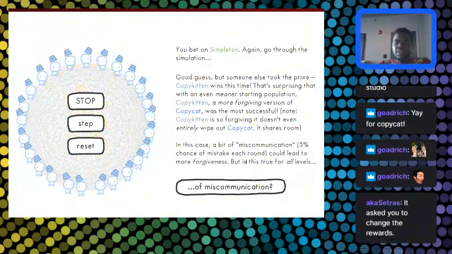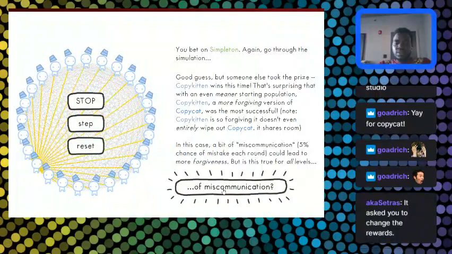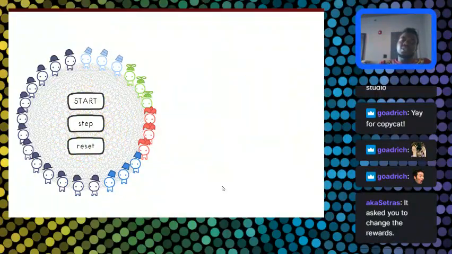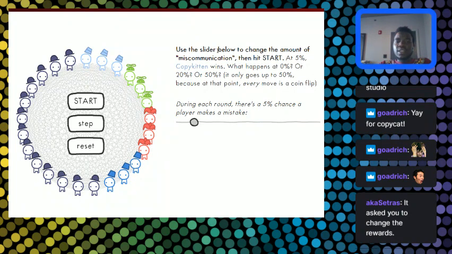But is this true for all levels of miscommunication? Let's see. Use the slider below to change the amount of miscommunication and then hit start. At 5%, copykitten wins. What happens at 0%, 20%, 50%? It only goes up to 50% because at that point every move is a coin flip. During each round, there is a 5% chance of a player making a mistake.